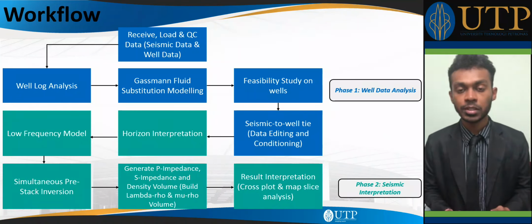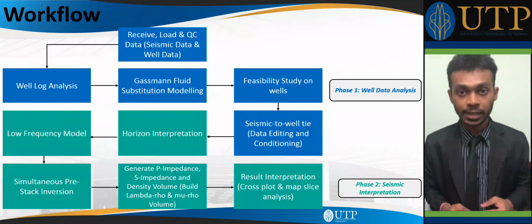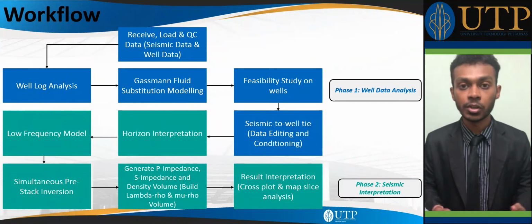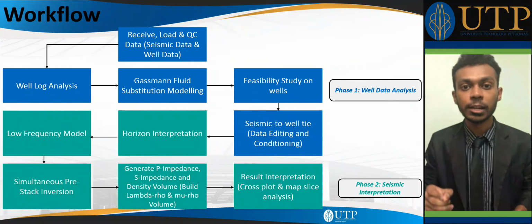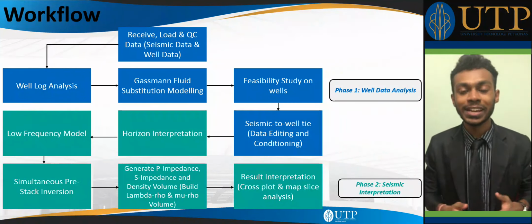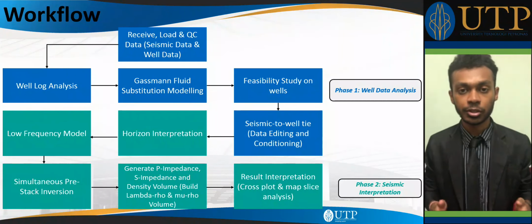As a first step of the simultaneous inversion, a low frequency model needs to be generated, and then we run the simultaneous inversion algorithm to generate P impedance, S impedance, and density cubes. From these cubes, we compute the Lambda-Rho and Mu-Rho volumes and further analyze the relationship between these attributes in mapping the hydrocarbon distribution on a reservoir.